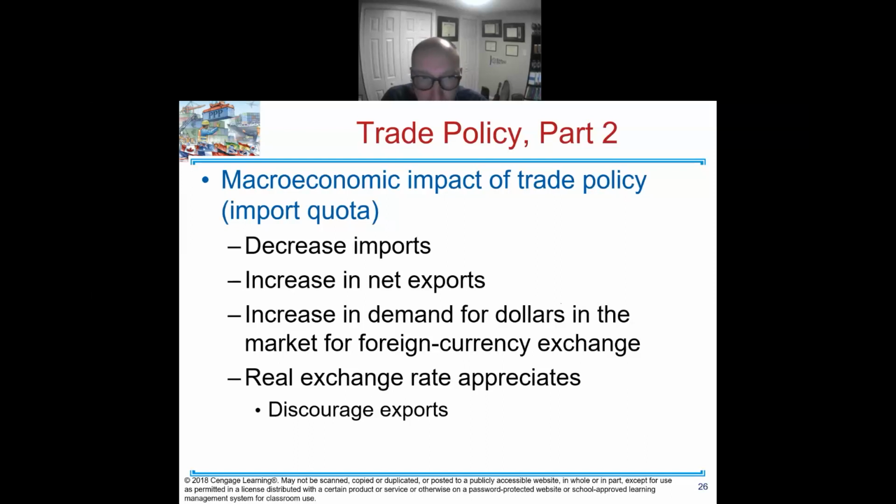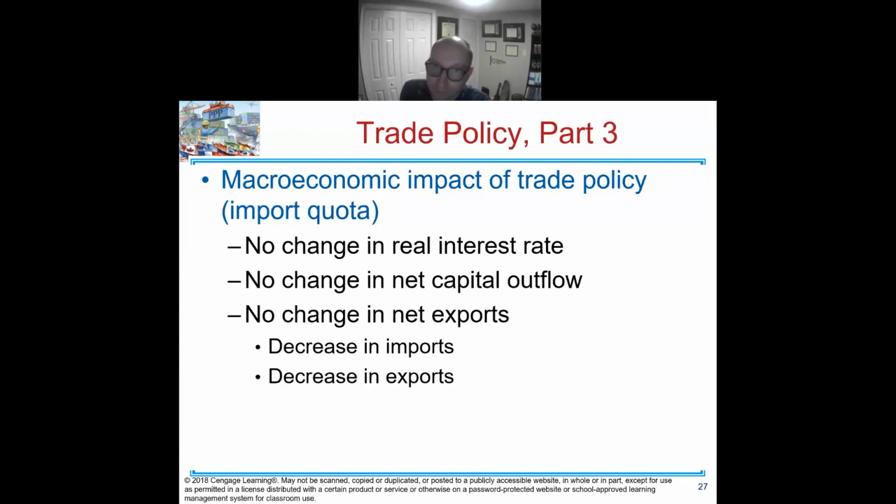The policies, especially when it comes to import quotas, decrease imports over time because there's a limit to how much we can import. It increases net exports, hopefully. It also increases the demand for dollars in the market for foreign exchange. And import quotas also cause the real exchange rate to increase over time and discourage exports. So import quotas can be very detrimental to an economy.